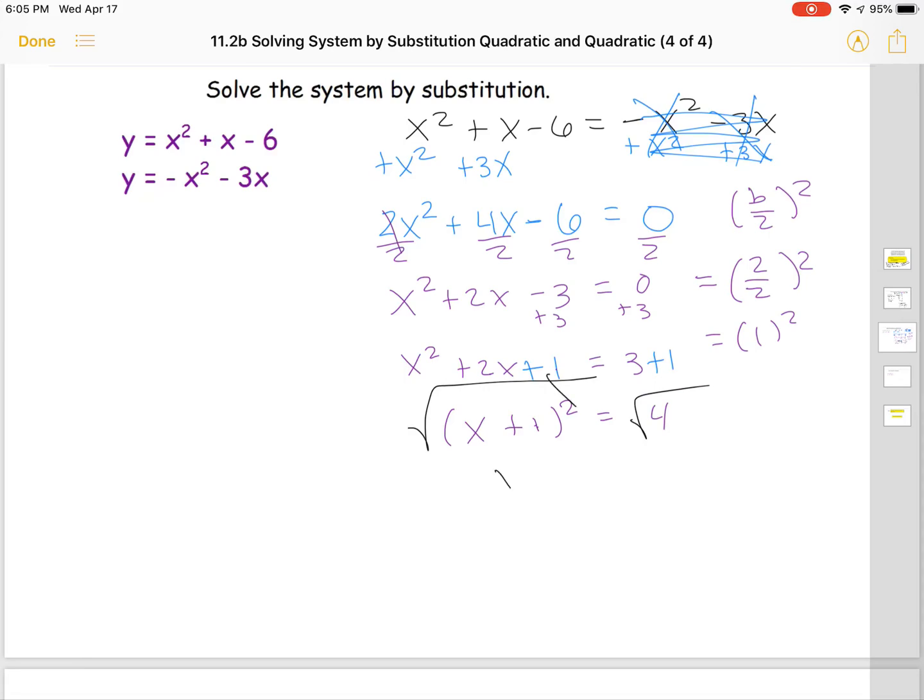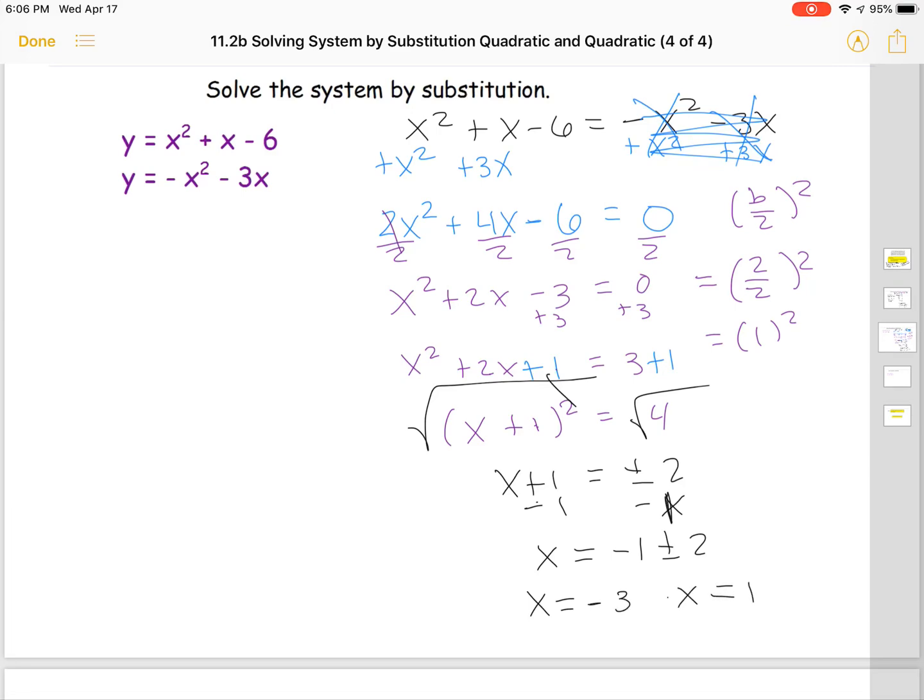These cancel each other out. We get x plus 1 equals plus or minus 2. Then we can subtract our 1 from both sides. x equals negative 1 plus or minus 2, so x is negative 3, or x is positive 1.